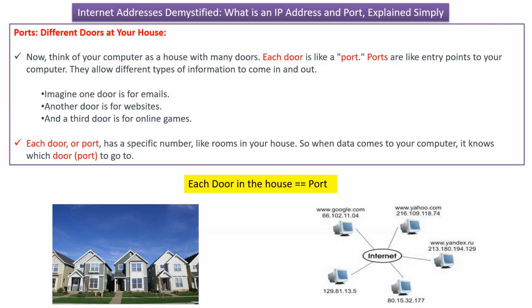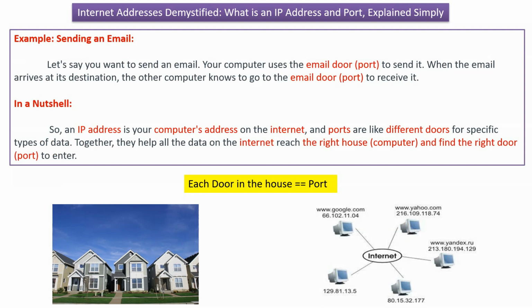So when data comes to your computer, it knows which port to go to. Let's say you want to send an email. Your computer uses the email port to send the email. When the email arrives at its destination, the other computer knows to go to the email port to receive it. So in a nutshell, an IP address is your computer's address on the internet, and ports are like different doors for a specific type of data. Together, they help all the data on the internet reach the right computer and find the right port to enter.